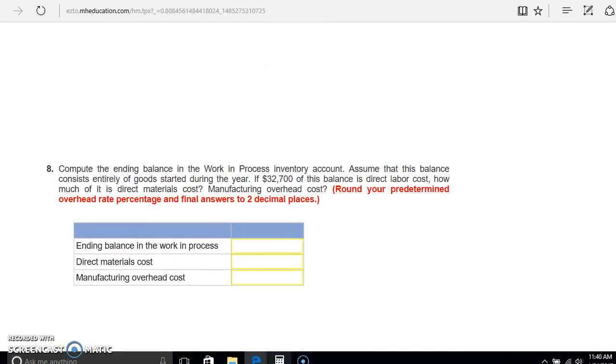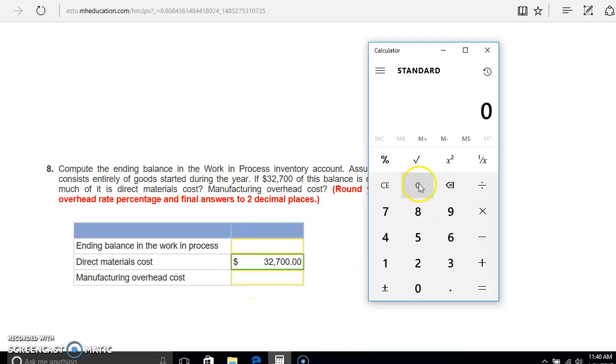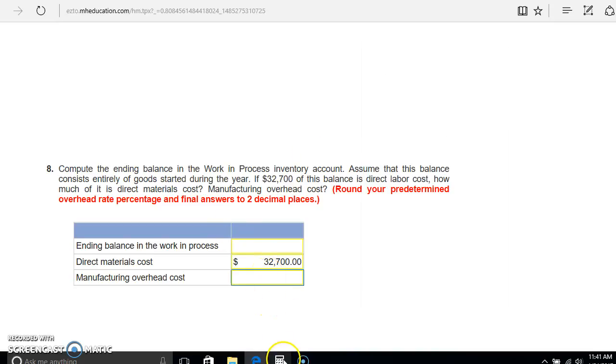All right, so we are computing the ending balance in the work in process inventory account. So we're assuming that this balance consists entirely of goods started at the beginning of the year. We had 32,700 in direct labor. So let's just fill that in right now. So we had 32,700. And since we used that 1.65 number, I'm going to multiply that by 1.65. So we had 53,955 in manufacturing overhead. 53,955.